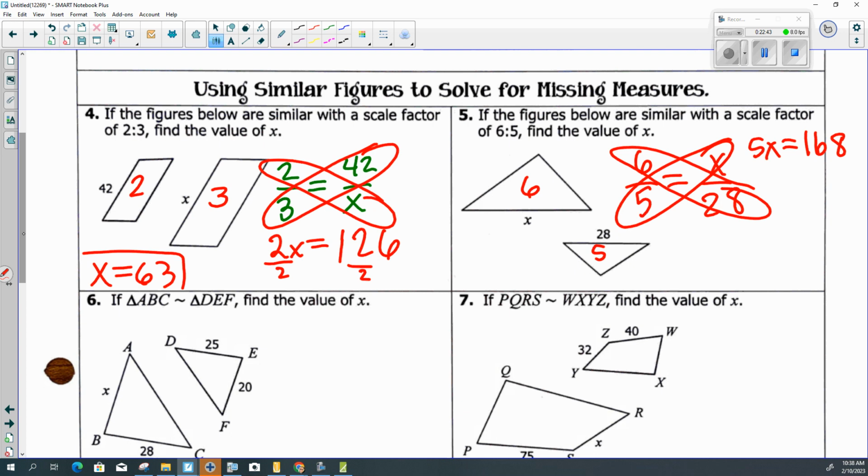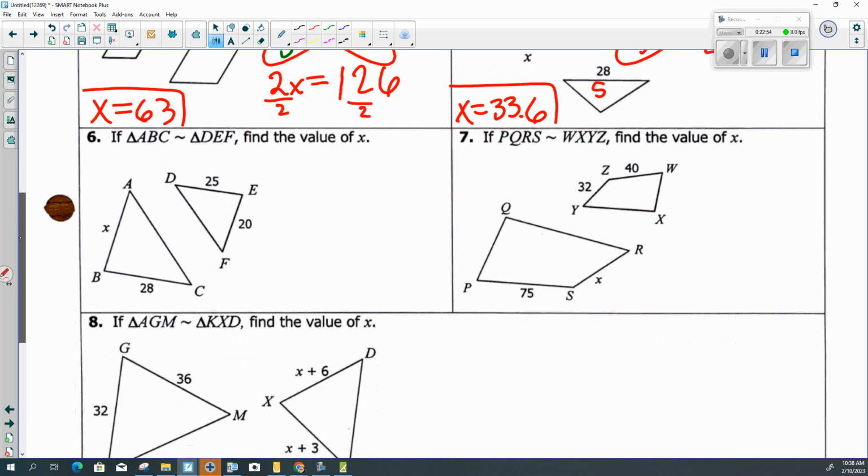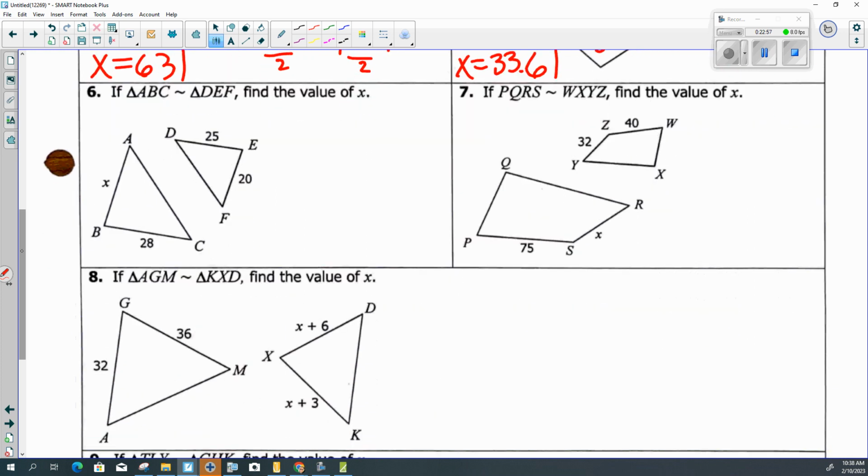All right, once you solve these, which some of you are doing, some of you are just not doing it. It was a decimal, 33.6. Some of them are hard to do in your head. Okay, let's look down at number 6 and number 7.